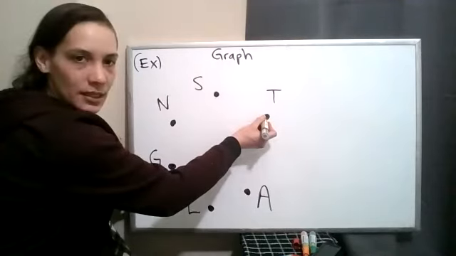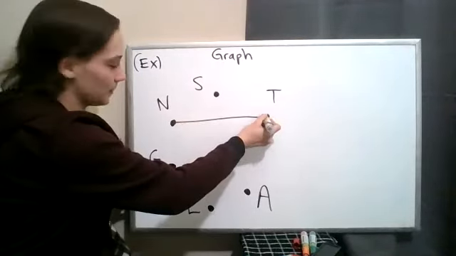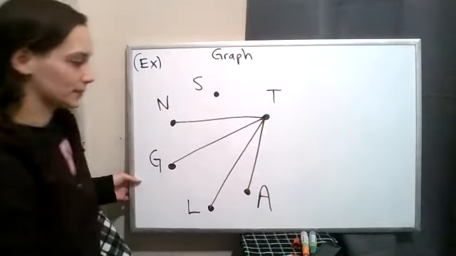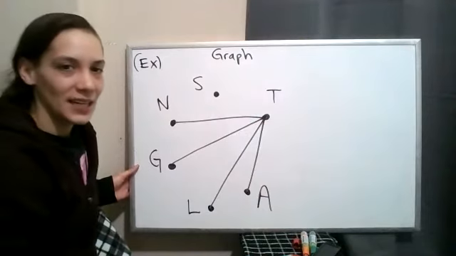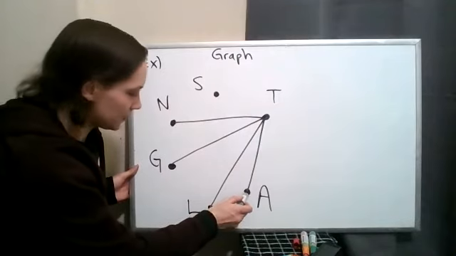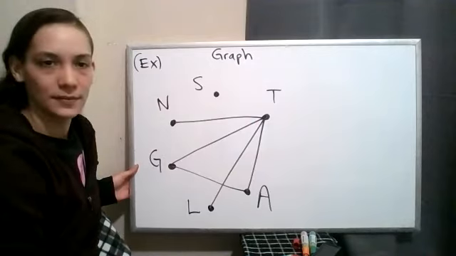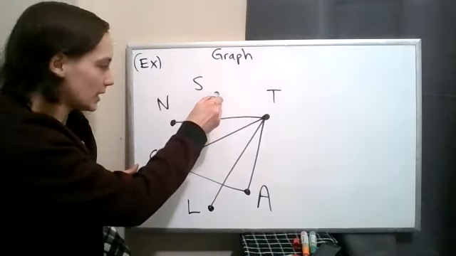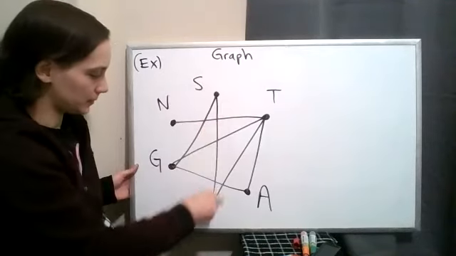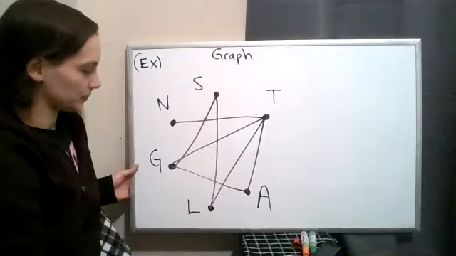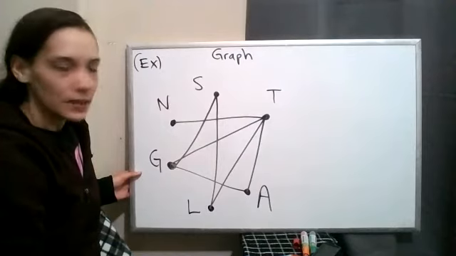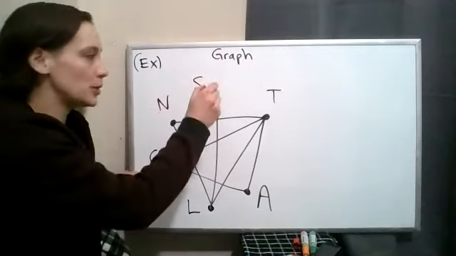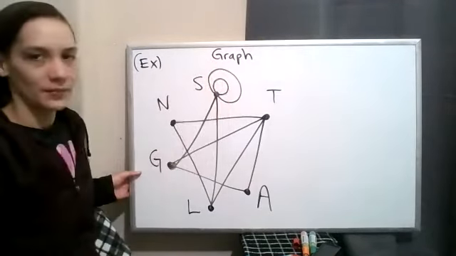Starting at T. T connects to N. T goes to G. T goes to L. And T goes to A. We need a line from A to G. And now let's start at S and have S meet G. S connects to G, and S connects to L. So we're going to connect N with L. And the last part is to put 2 loops off of S. That's the graph.